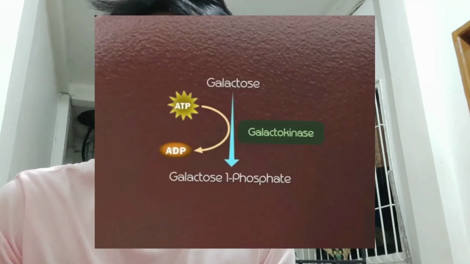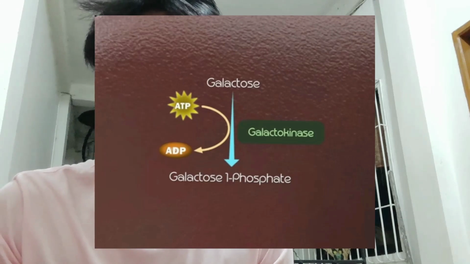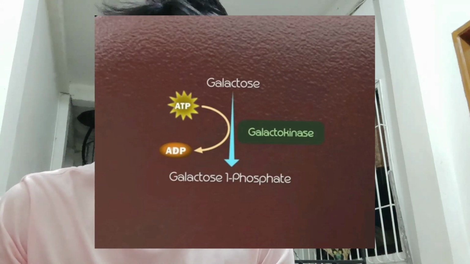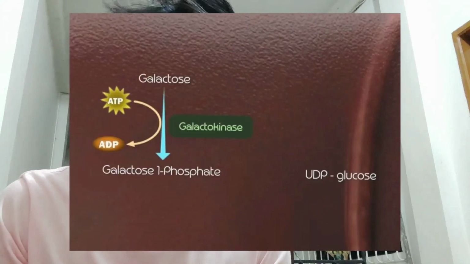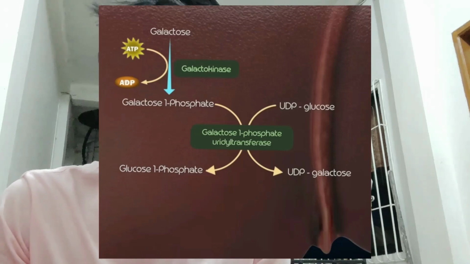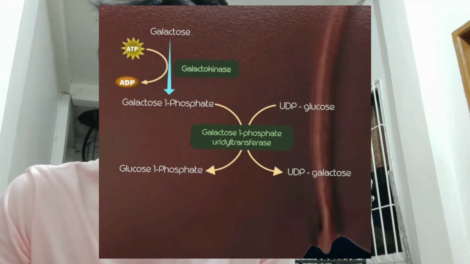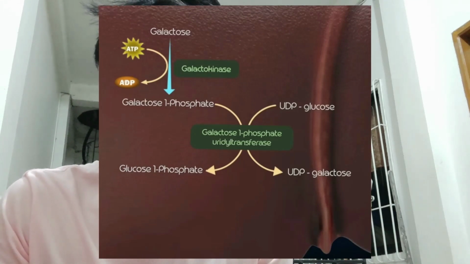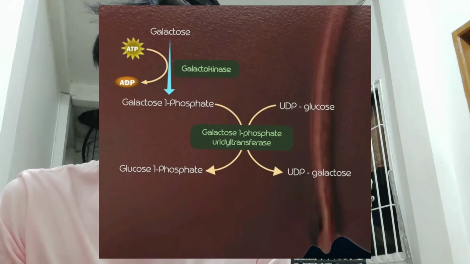This is the metabolism of galactose in the cytosol. Here, by utilizing ATP, galactose forms galactose 1-phosphate in the presence of the enzyme called galactokinase. The galactose 1-phosphate reacts with UDP-glucose, and in exchange forms glucose 1-phosphate and UDP-galactose in the presence of the enzyme called galactose 1-phosphate uridyl transferase.